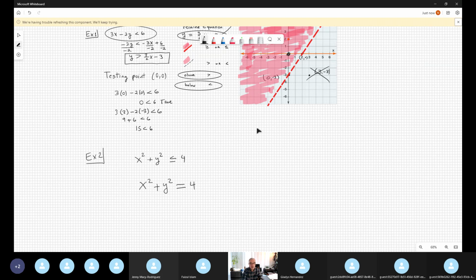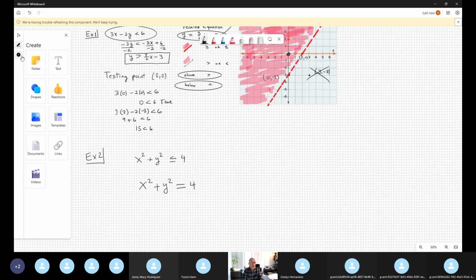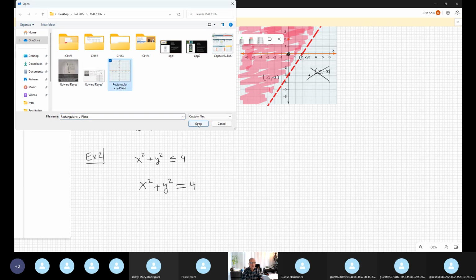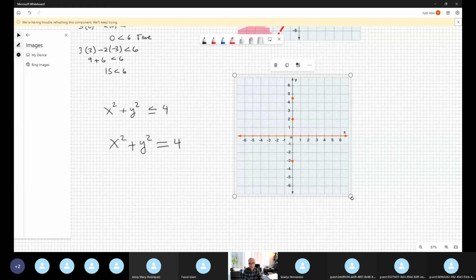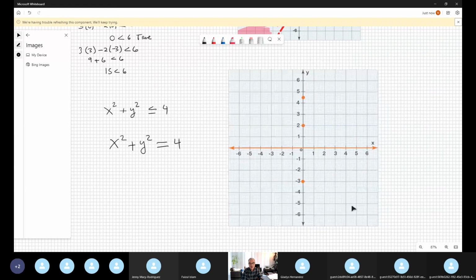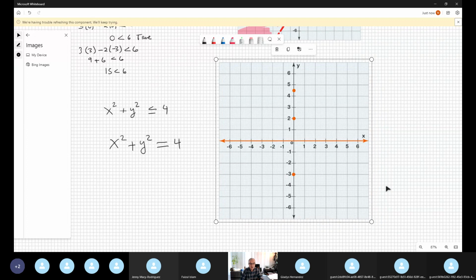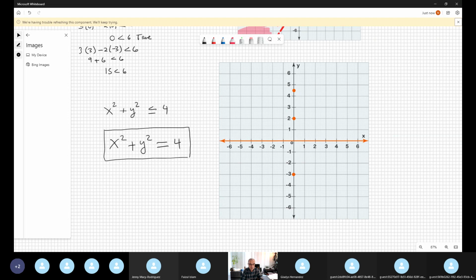Okay, now I bring a new rectangular coordinate system. Let me try. Okay. So you realize what curve it is. Tell me, guys, what is that? What curve represents this equation?